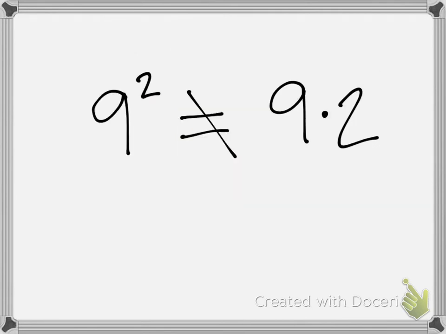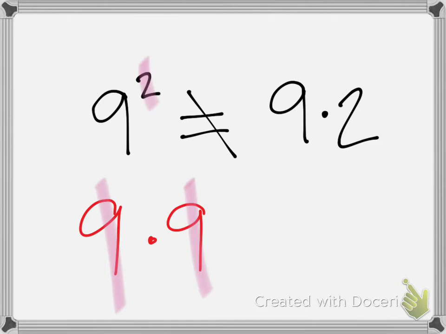9 squared is not equal to 9 times 2. I write 9 that many times and I multiply them. So because it's a 2, I write 9 two times and then I multiply it.